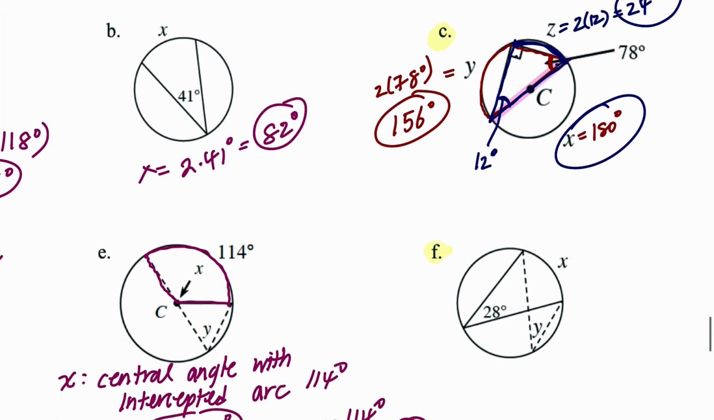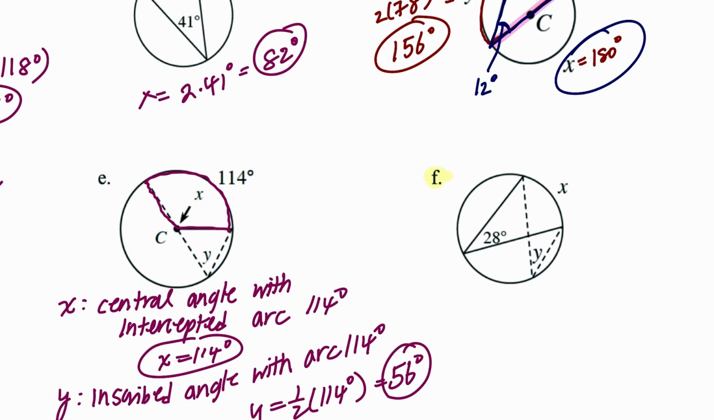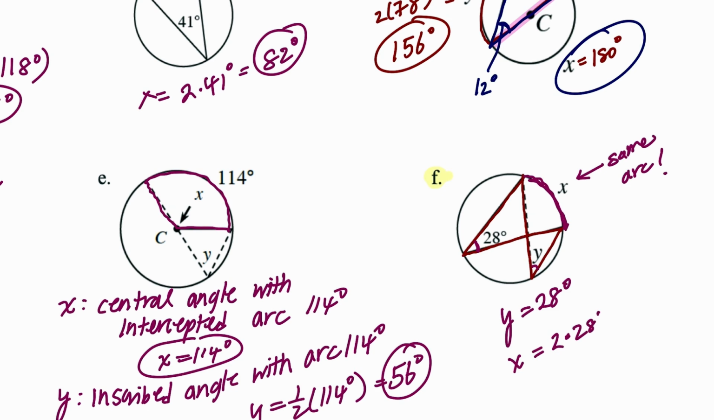Okay? Now for F, what you need to recognize is that this inscribed angle is 28 degrees. And guess what? This inscribed angle Y is intercepting the same arc. They both intercept the same arc. So guess what? Y is going to be the same as the inscribed angle at 28 degrees. And then X would be double the inscribed angle, so 56 degrees. That's it.